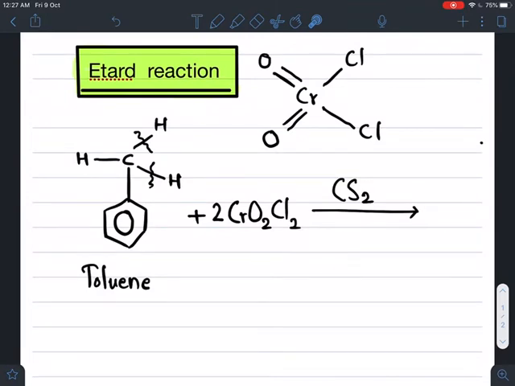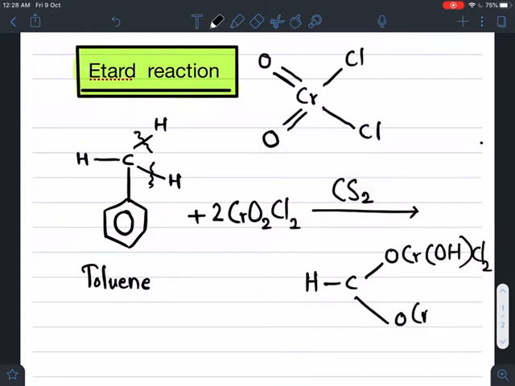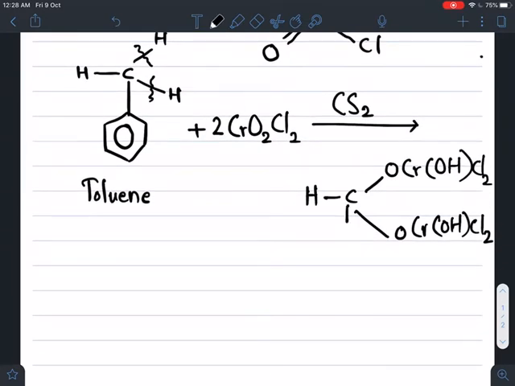The CH bond of this carbon and hydrogen remains as it is, and it is bonded with this oxygen, OCrOHCl2. The other bond is also formed with OCrOHCl2. So this is the chromium complex formed, an unstable intermediate chromium complex, and this carbon remains attached with the benzene ring. So this is the intermediate.